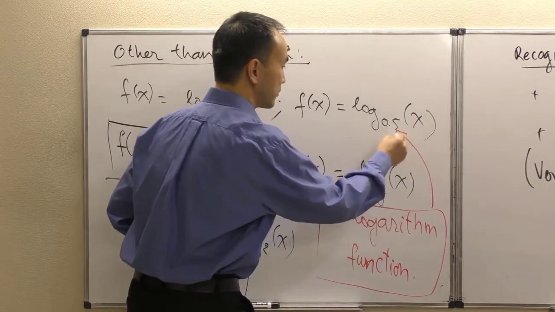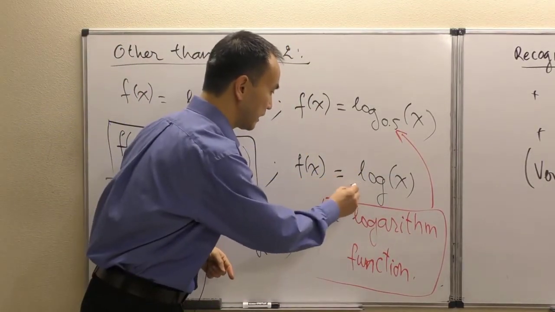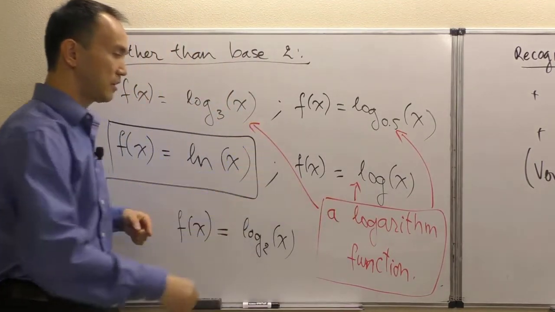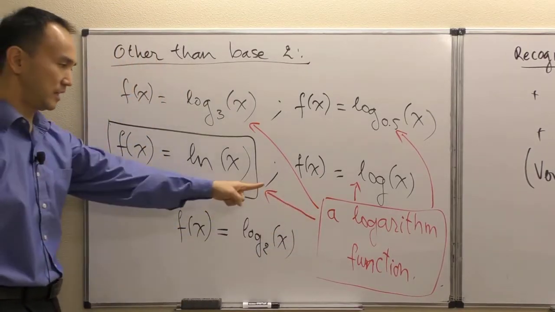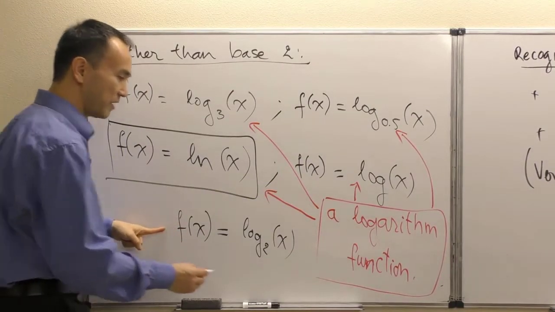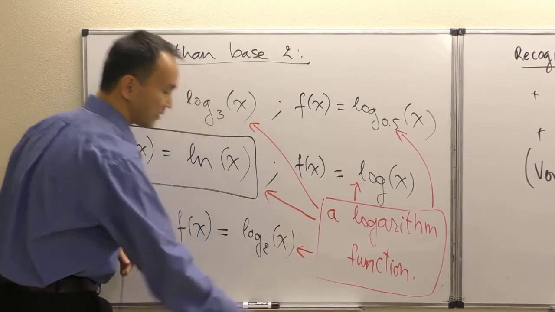This one here, where my arrow points to, is a logarithm function. This one right here is a logarithm function. This one right here is a logarithm function. Natural log of x is a logarithm function. And the one we defined and worked with previously is a logarithm function.